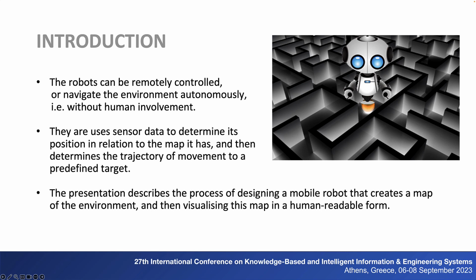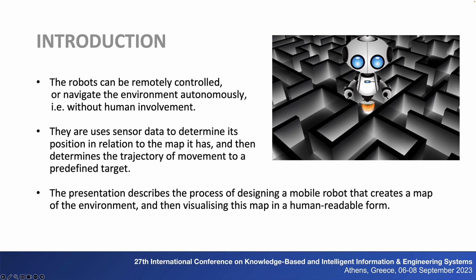Moving can be performed according to pre-programmed behaviors and procedures such as moving along a wall or bouncing off an obstacle encountered in a random direction. Another way the robot moves is through autonomous navigation, where the robot's route is determined based on a map of the environment. The robot uses sensor data to determine its position in relation to the map it has, and then determines the trajectory of movement to a predefined target.